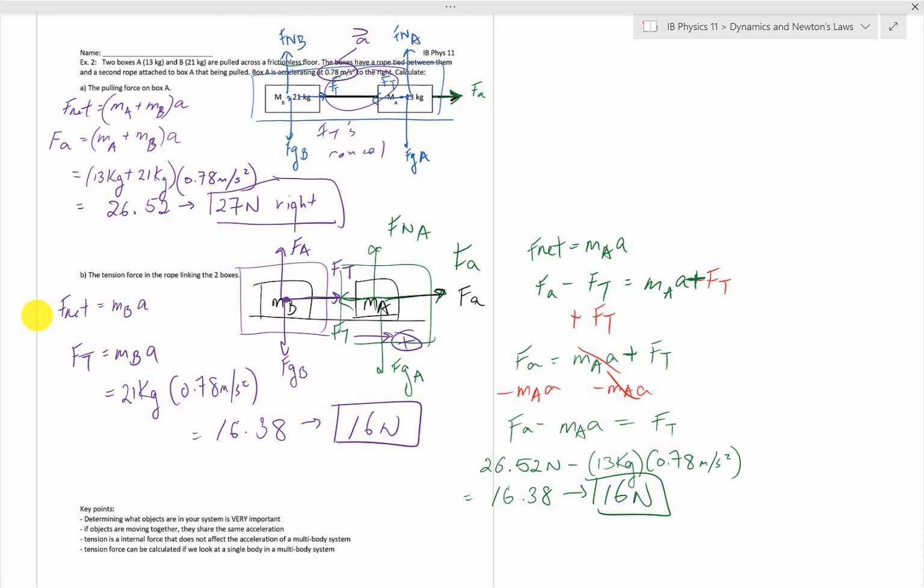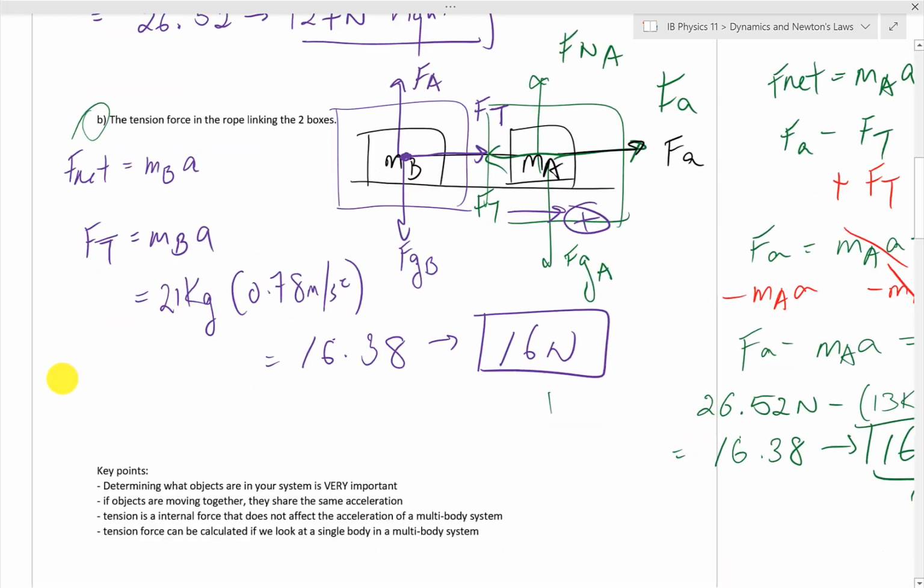Okay, so here are the solutions for A and B. Notice you didn't even need to solve for anything in question A to do question B because the acceleration is given to you. In question B, I also did both the masses for if you did the solutions either way. So both of them yielded 16 newtons for the tension force. So let's just talk about some of the key points that I have here at the bottom.